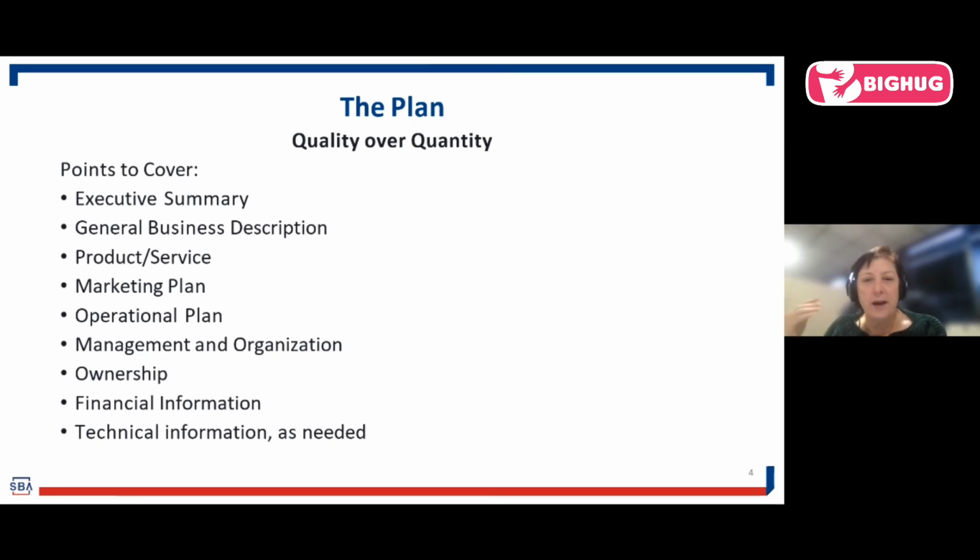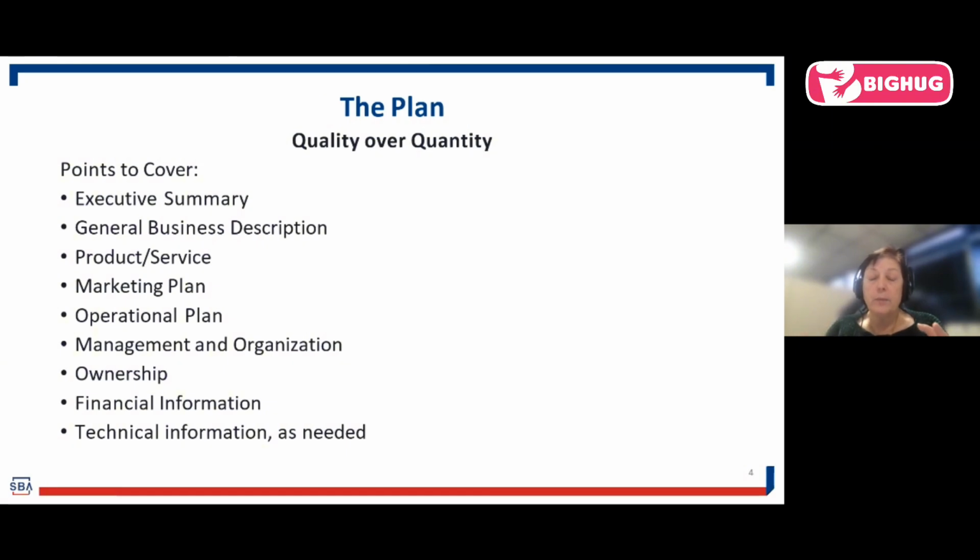So don't worry about how big it is, but look at the content and really cover the essence of what you want to convey to your lender about your business and why it's going to be successful. All right. So in the business plan, what you want to cover is an executive summary. That summary really is a recap of what your business is going to do. And whether you're building widgets or you're providing an XYZ service, that's front and center.